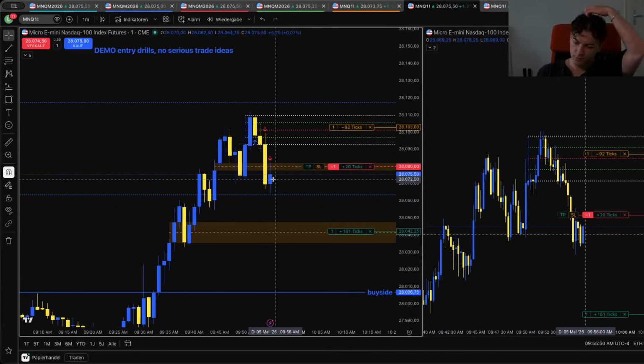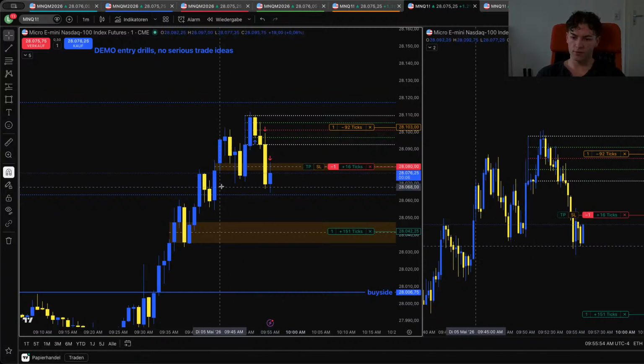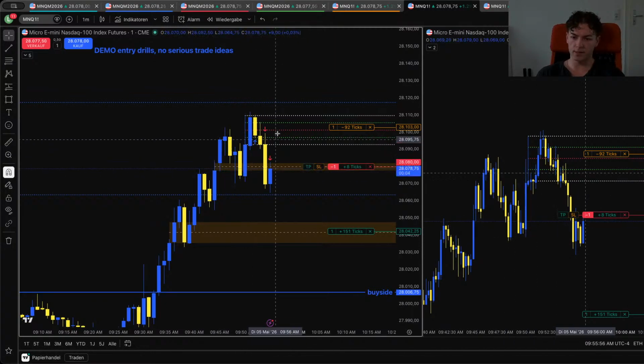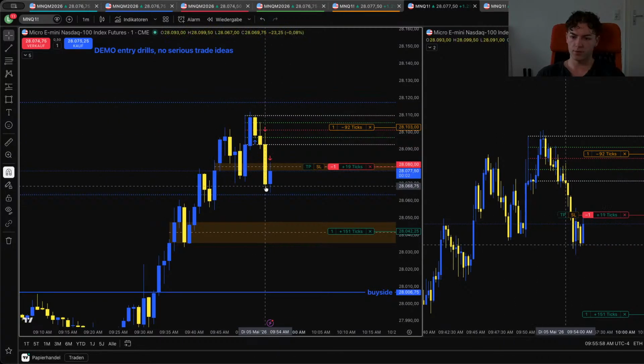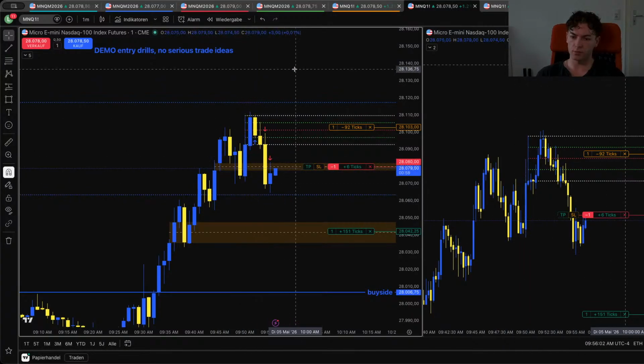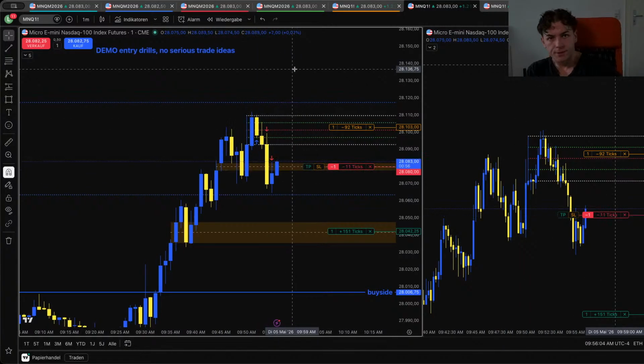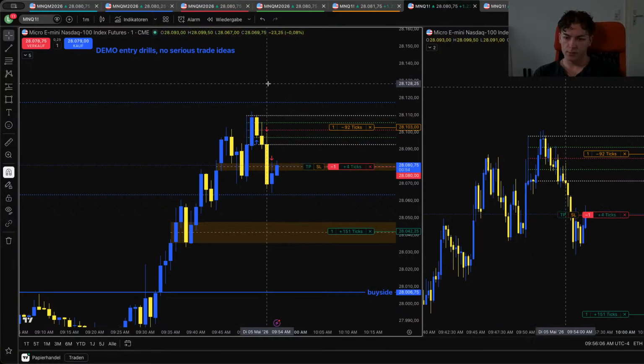Do we see deeper retracement? We'll see. We have taken out minor sell side, so that could be enough to scare retail traders and resume longs. Maybe. Let's see.